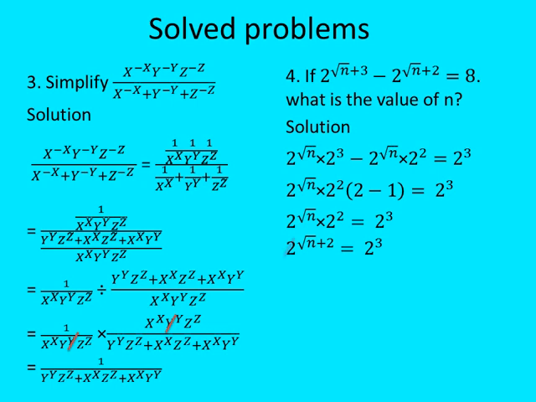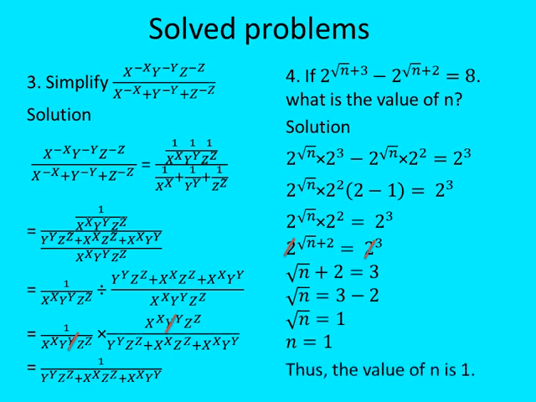So we equate the powers, we cancel the base. So we have root of n plus 2 is equal to 3, and we have root of n is equal to 3 minus 2. We have root of n is equal to 1. So we square both sides and we have n is equal to 1 square. Of course 1 square is still 1. Thus the value of n is 1.